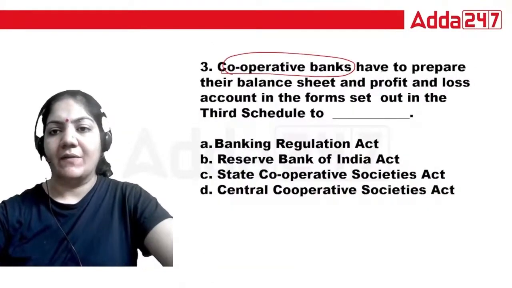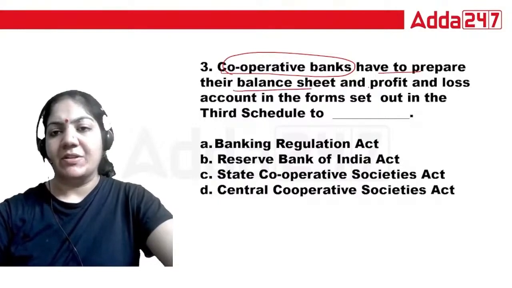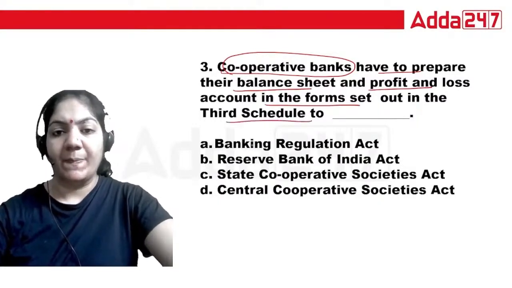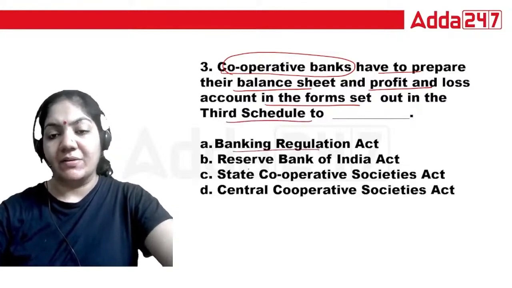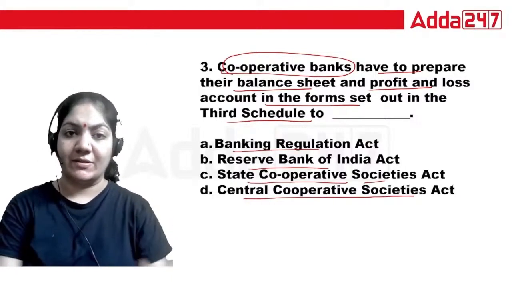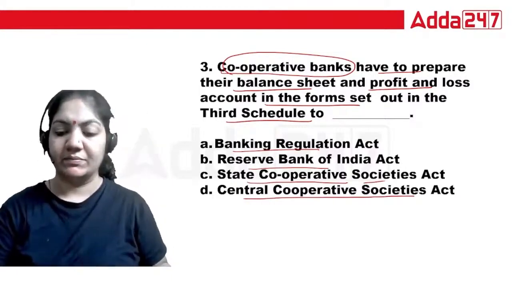Cooperative banks have to prepare their balance sheet and profit and loss account in the form set out in the third schedule to the Banking Regulation Act, the Reserve Bank of India Act, the State Cooperative Society Act and the Central Cooperative Society Act. Which of the following is the right answer? Third one.